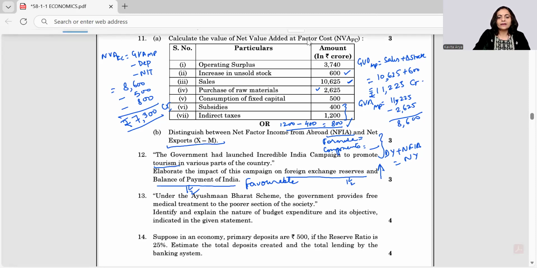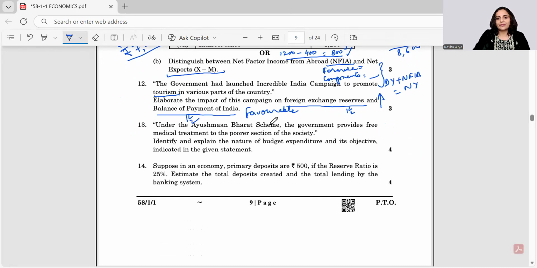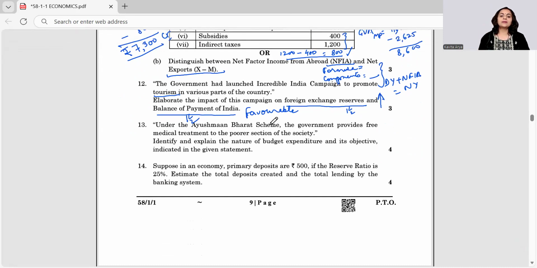Now next, under the Ayushman Bharat scheme, the government provides free medical treatment to the poor section of society. Okay, free medical treatment is being talked about. Right. So identify and explain. Again, be very careful. 4 marks questions there. And they say identify and explain. So it would clearly have 1 mark for identification and 3 marks for explanation, please.